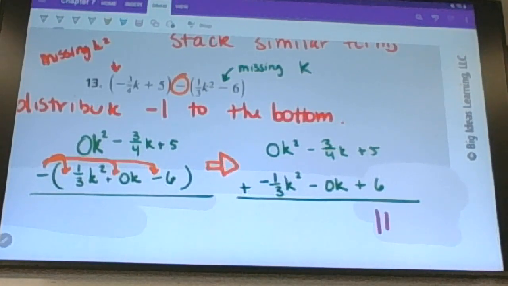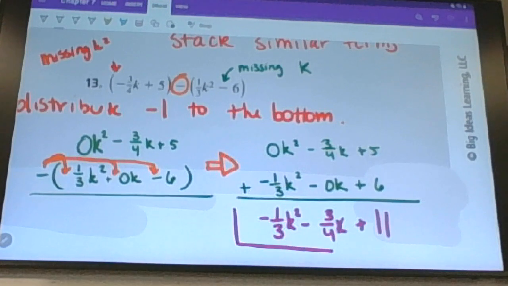So we got 11. -3/4 minus 0 doesn't change it. So we have -3/4 k plus 11 and 0 minus 1/3, -1/3. And this is the difference. Leading coefficient -1/3, degree 2, and it's a trinomial. So you add the 0 k if the denominator is not the same. Okay.